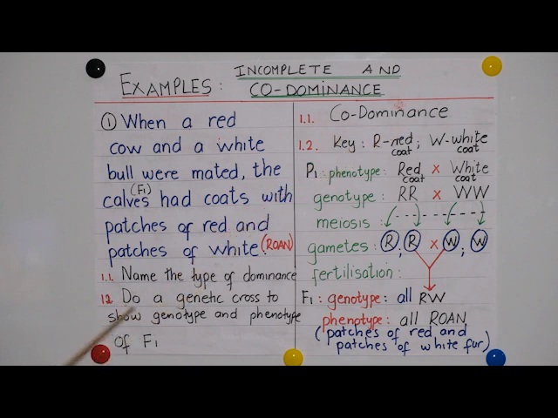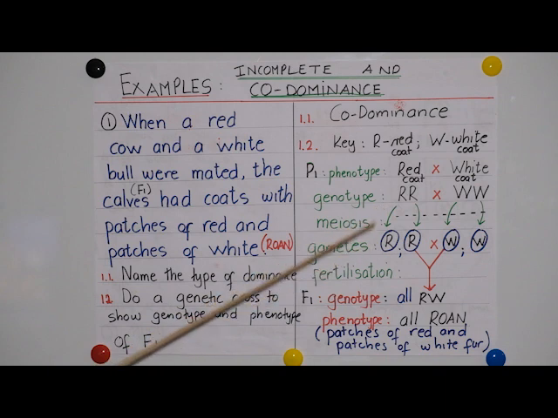The next question, do a genetic cross to show the genotype and phenotype of the F1. So the calf is F1 and you have to cross the parents to show the genotype and the phenotype of the F1 calves. Key, capital R for red coat and capital W for white coat. P1 phenotype, red coat times white coat. Genotype, remember these are original phenotypes, therefore the genotype would be homozygous, 2 capital R's for red coat and 2 capital W's for white coat.